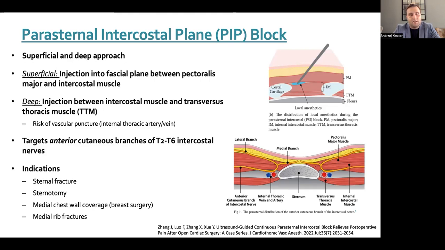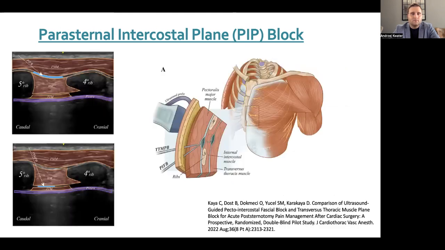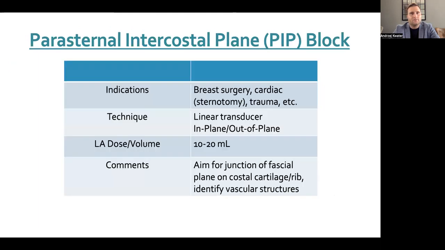This block is targeting the anterior cutaneous branches of the T2 to T6 intercostal nerves and is utilized in many clinical scenarios, such as during cardiac surgery, if there's sternotomy, for medial chest wall coverage during breast surgery, for medial components of rib fractures, and for sternal fractures. So again, here are some additional ultrasound images and diagrams showing on the top there the superficial approach to the parasternal intercostal plane block, as well as the deep approach there. And again, we're targeting the anterior cutaneous branches of the intercostal nerves.